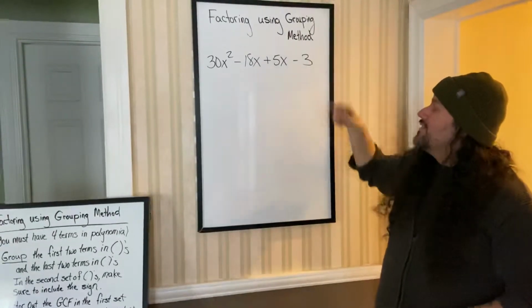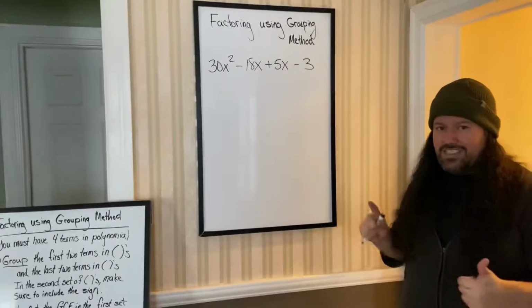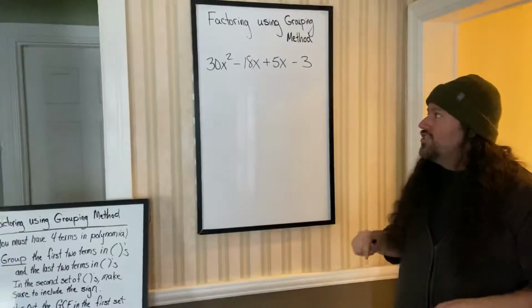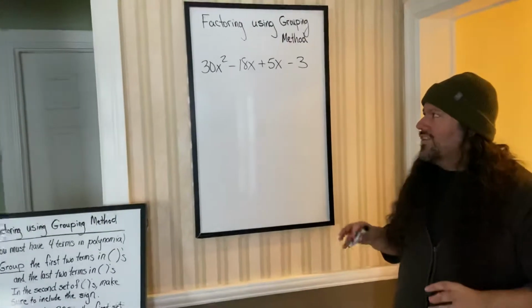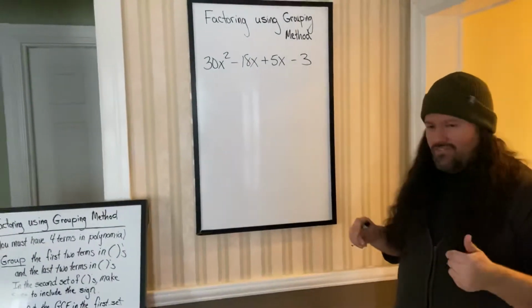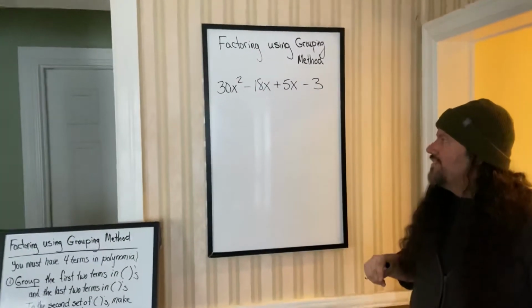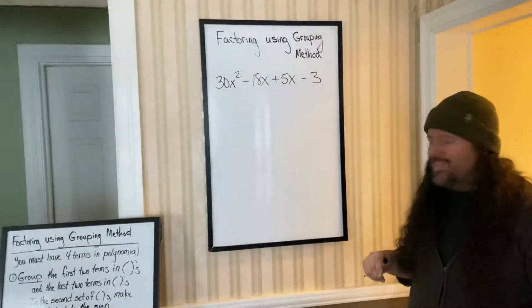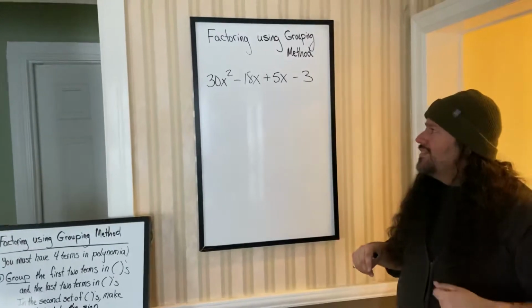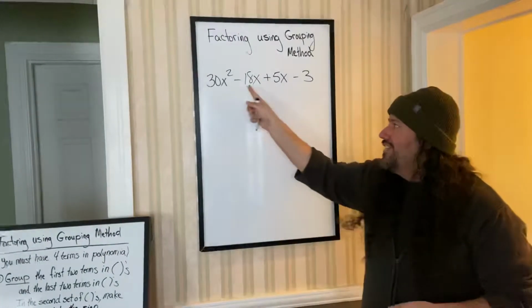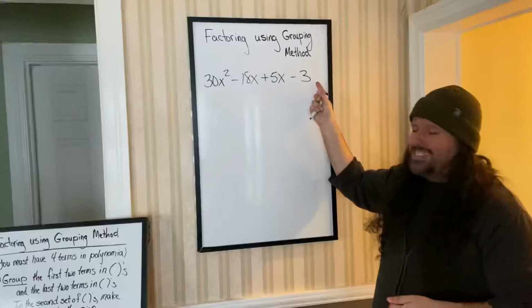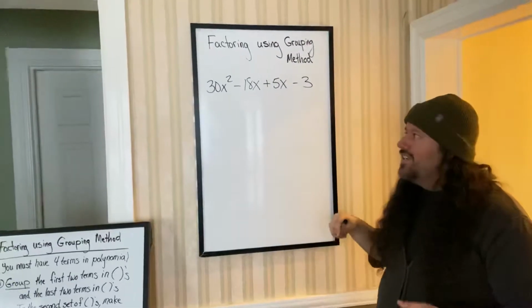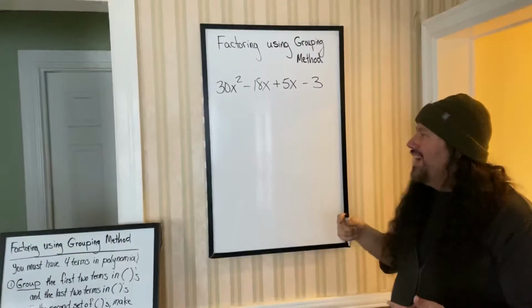But before I do the grouping method, anytime I'm factoring, I should always look for a GCF using all 4 terms at once. So, 1, do I have a matching set of parentheses? No. 2, do I have the same letter in all terms? No, we have a constant here, so no. Do I have a common number factor?